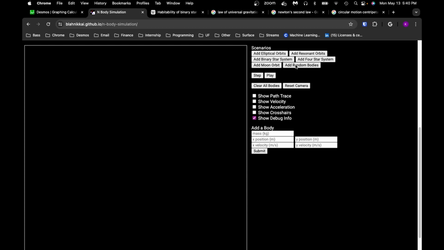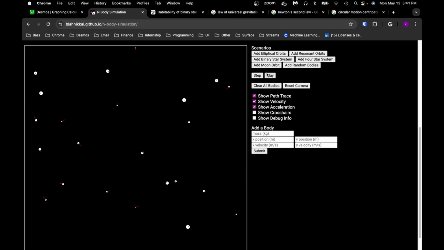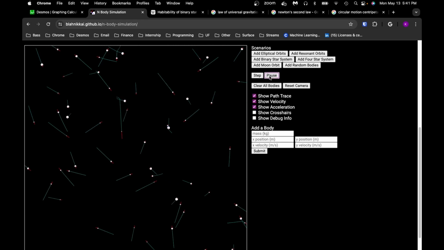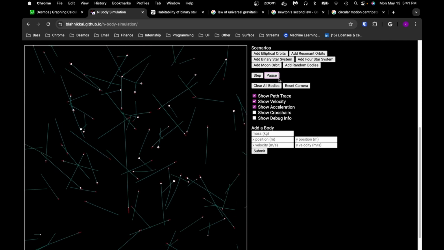Anyways, moving on. And then the last scenario is just a bunch of random bodies. So they kind of just influence each other and dance around. But one interesting thing about this is that maybe you've noticed, but I've been clearing all bodies going in between scenarios. And that's because when you add a scenario, it doesn't clear the other ones.